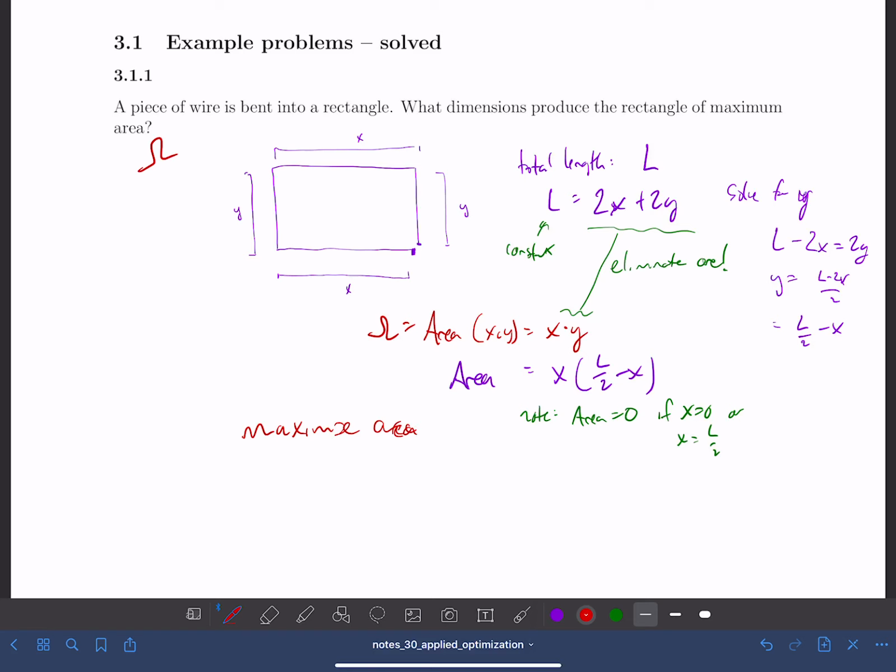Well, let's see here. So I've got a domain of validity. And that kind of relates to this discussion we had about when area equals 0. I can't have negative area, right? So x lies in between 0 and L over 2, because if x lies outside of that, then I get negative area.